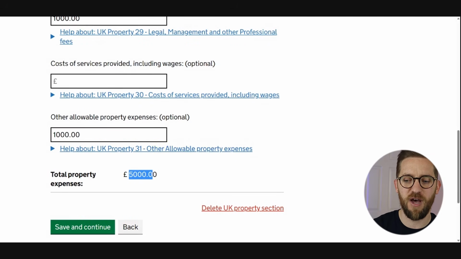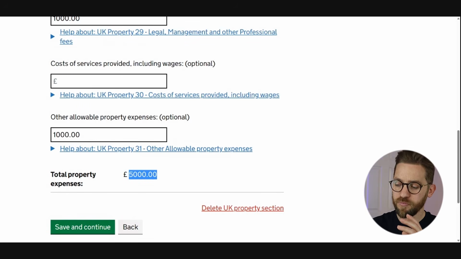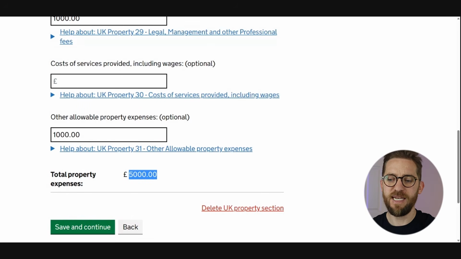So I've got a total of £5,000 of property expenses. Now, those property expenses, because I've combined rental income from my standard property let and then my rent a room, these expenses have to relate to my standard property let. They cannot relate to my rent a room because I'm already claiming rent a room allowance on those.